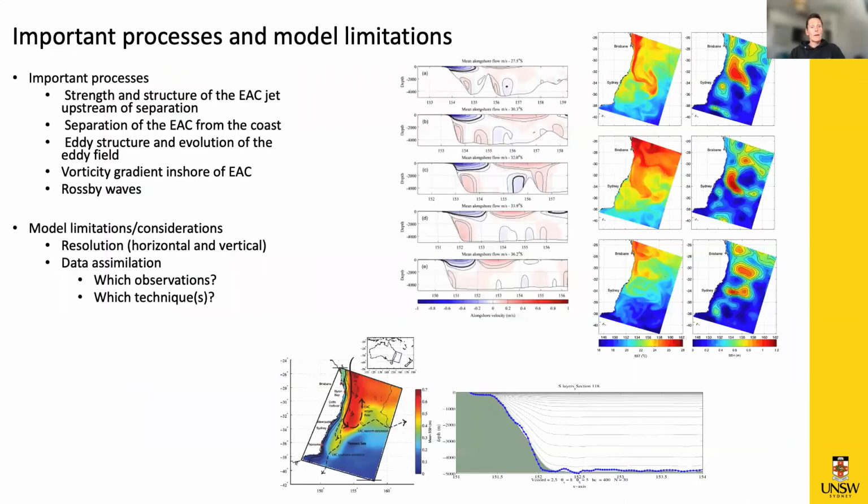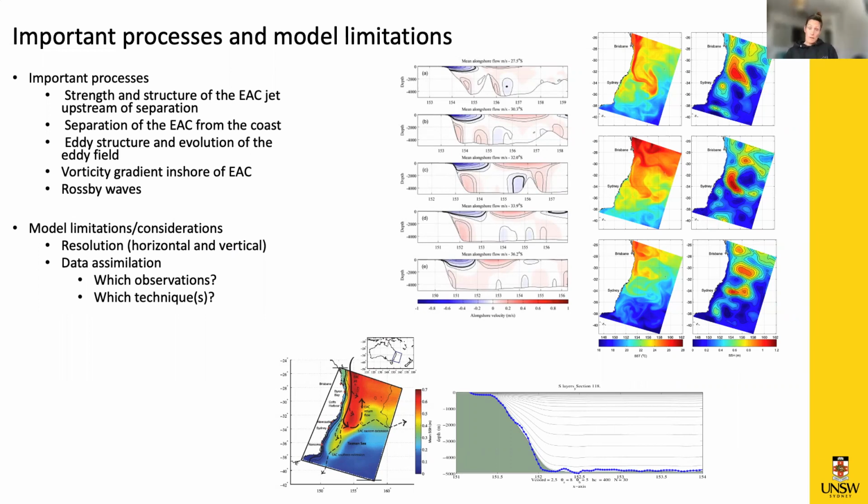So in summary, important processes and model limitations. Some important processes in terms of prediction of the EAC and its separation from the coast include the strength and structure of the EAC jet upstream of separation, the separation of the EAC from the coast, eddy structure and evolution of the eddy field, the vorticity gradient inshore of the EAC, which has been shown to influence the growth of fine scale features, and also the westward propagating Rossby waves.